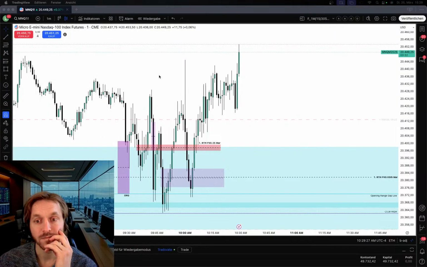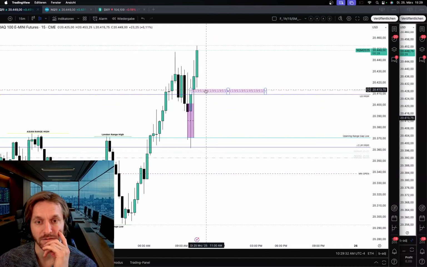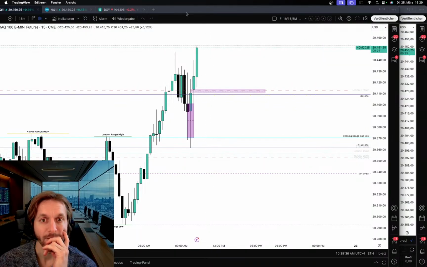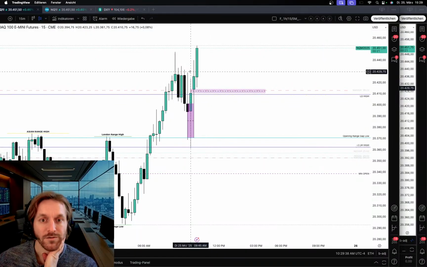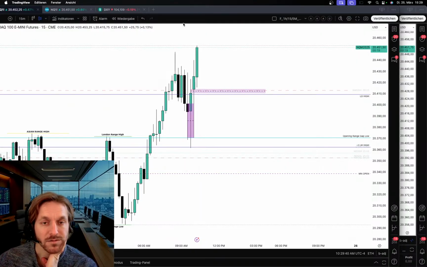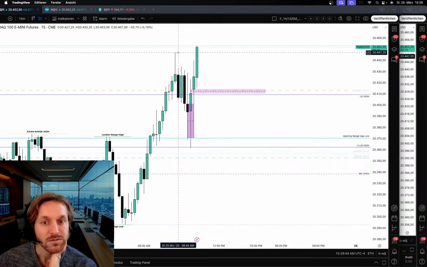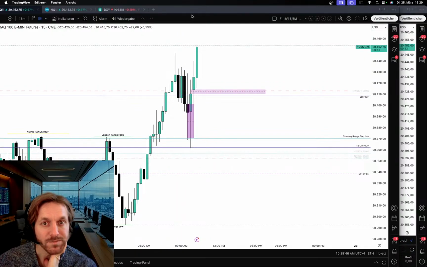So basically the idea was that price will go down and use this as a trampoline to go higher, but it would only have made sense if we left this open, but we did not.